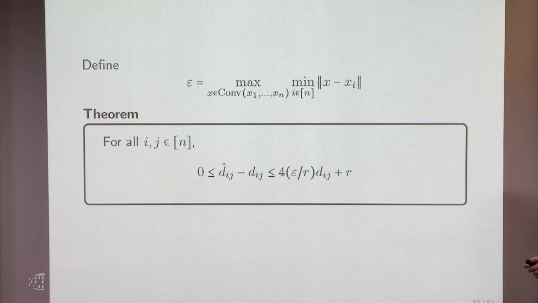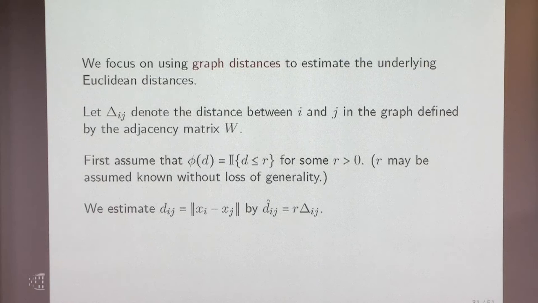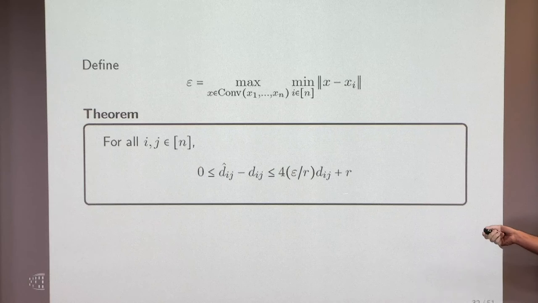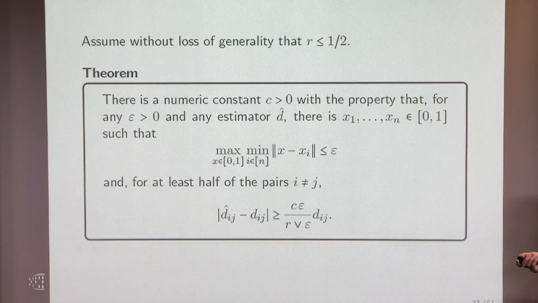So our estimate is still the set of graph distances, scaled. And we get a similar bound as we had before. It's also a pretty short proof under similar conditions, very similar arguments. And in fact, there's a matching lower bound. So it's essentially the best you can hope for, at least in a minimax sense. In general maybe it's possible to do a bit better, but at least in a worst case sense, that's the best you can hope for. So this is for the case where phi is this.